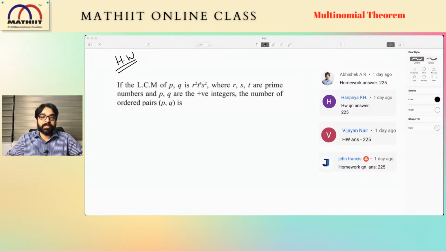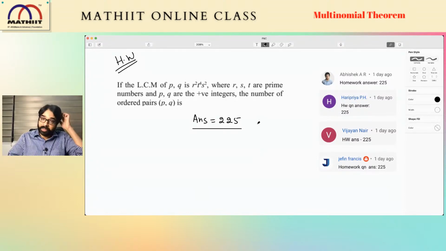Those who did not get it, the answer is 225. The answer is 225 only. So try all of you, those who did not submit it, the answer key is given. If you got it, try once again. If you're getting it, it will be good.